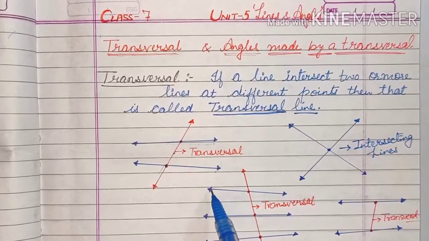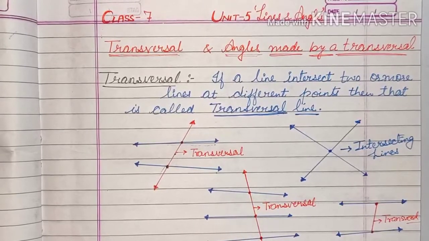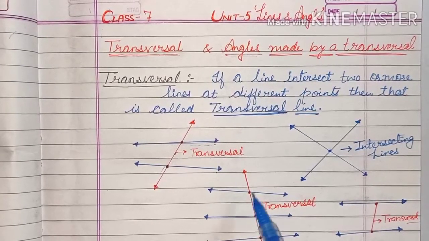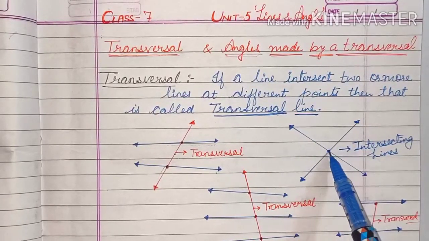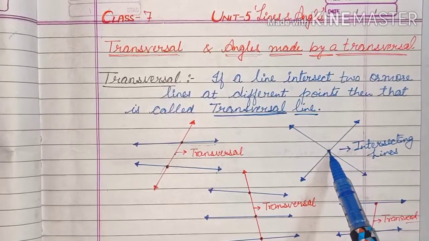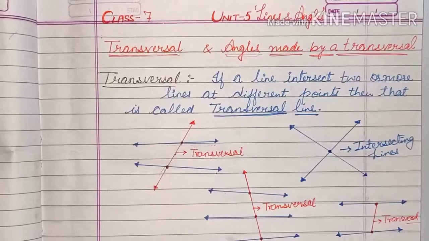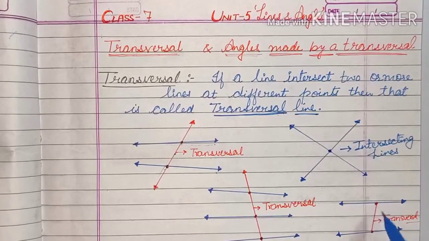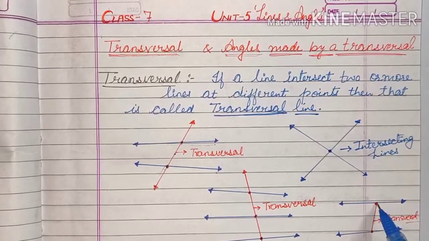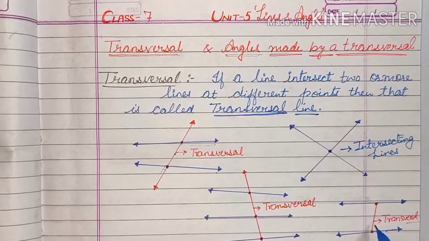Let's see here. Here we are given three lines and this line is intersecting these three lines at three different points. So this line is known as a transversal line. These are intersecting lines. Here only two lines intersect each other at a common point. But when a line intersects two or more lines at different points, then that is called a transversal line. Here in this figure you can see that this line is just touching these two lines. This transversal line, it is just touching, but it will still be a transversal line.